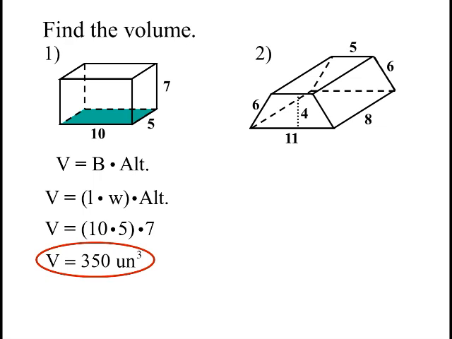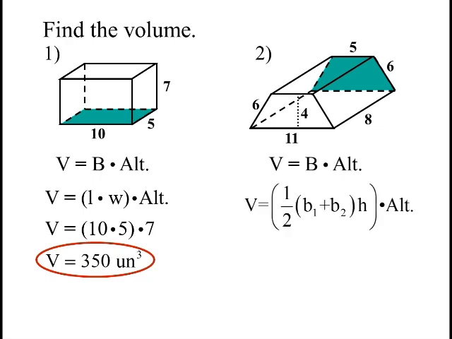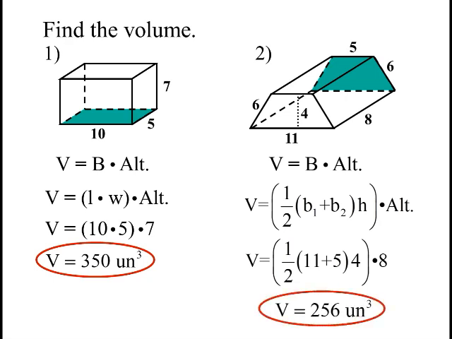How about this figure? It's a trapezoidal prism, so the base area is going to be given by the area of a trapezoid. Do you remember the area formula for a trapezoid? It's the average of the bases times the height, or 1/2 (b1 plus b2) times h. So b1 and b2, remember, have to be parallel to each other, so your bases are going to be 5 and 11, and the height between them is going to be 4, and then the altitude of the prism is going to be 8. That's the distance between the bases. So you should have come up with 256.